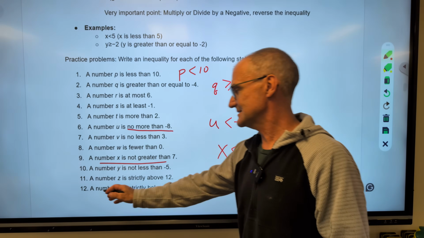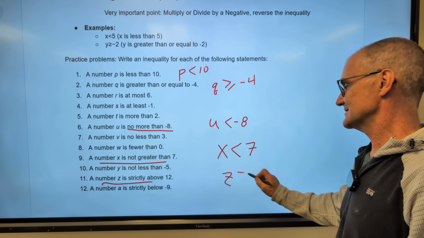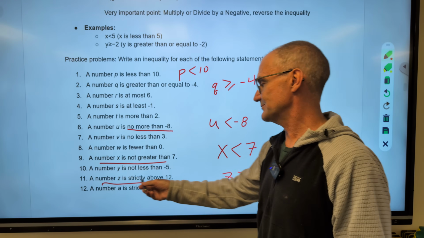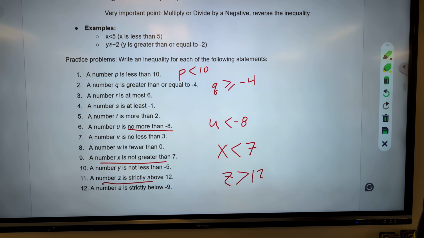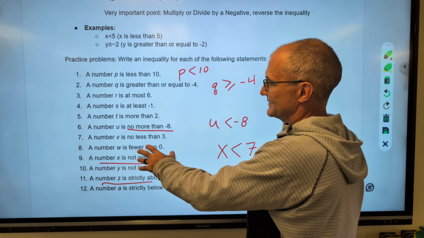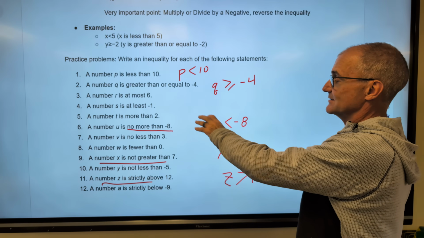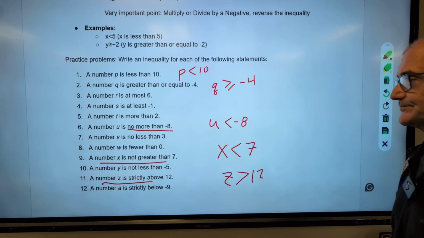A number z is strictly above 12. Z is greater than 12, like 13. 13 is above 12. Yes, it is. I did that correctly. So if you're having a hard time with these, write out what you think it is, and then pick something in your solution set and see if it holds true for that.